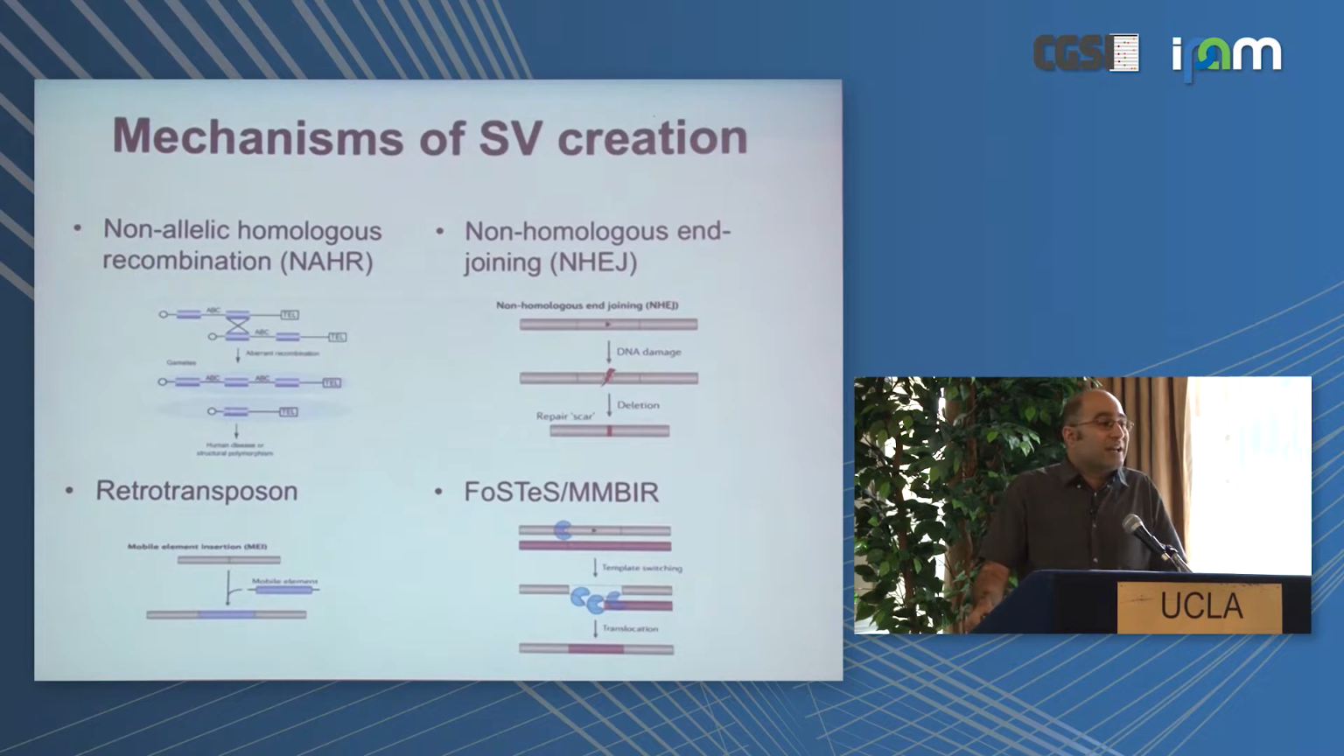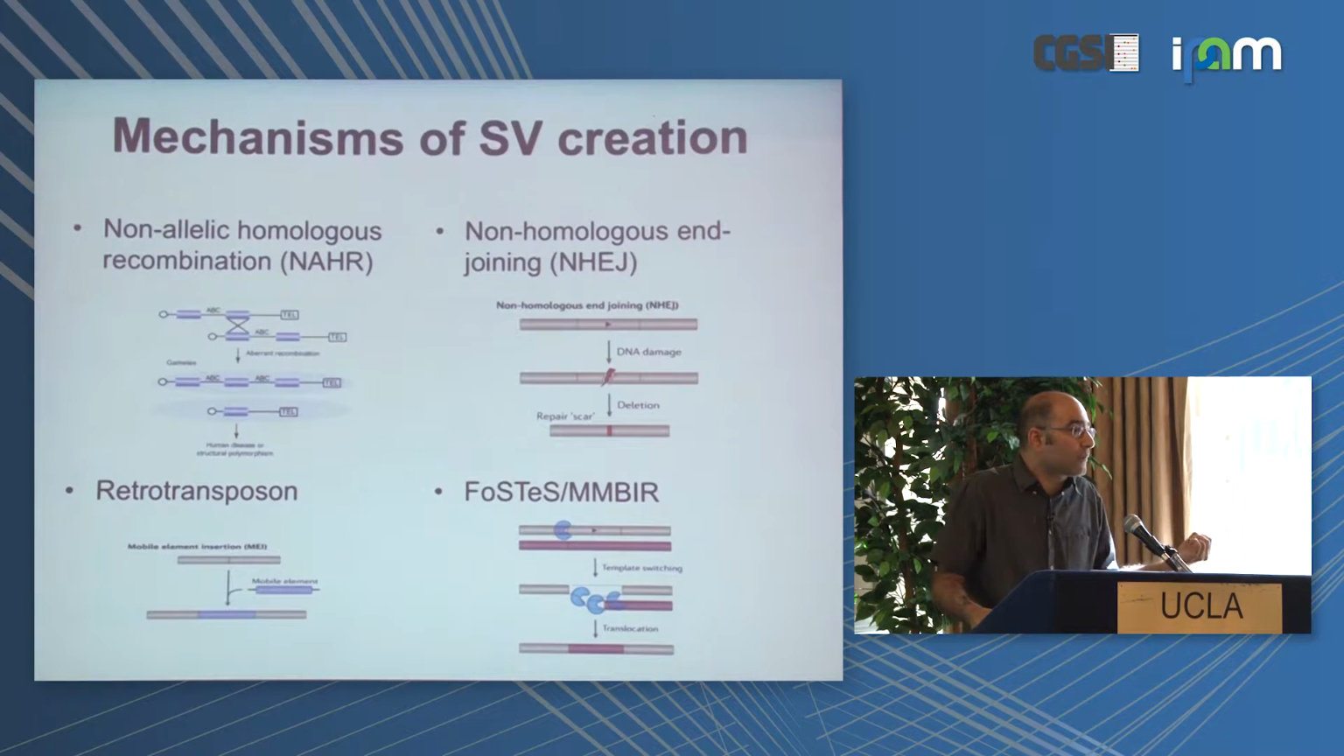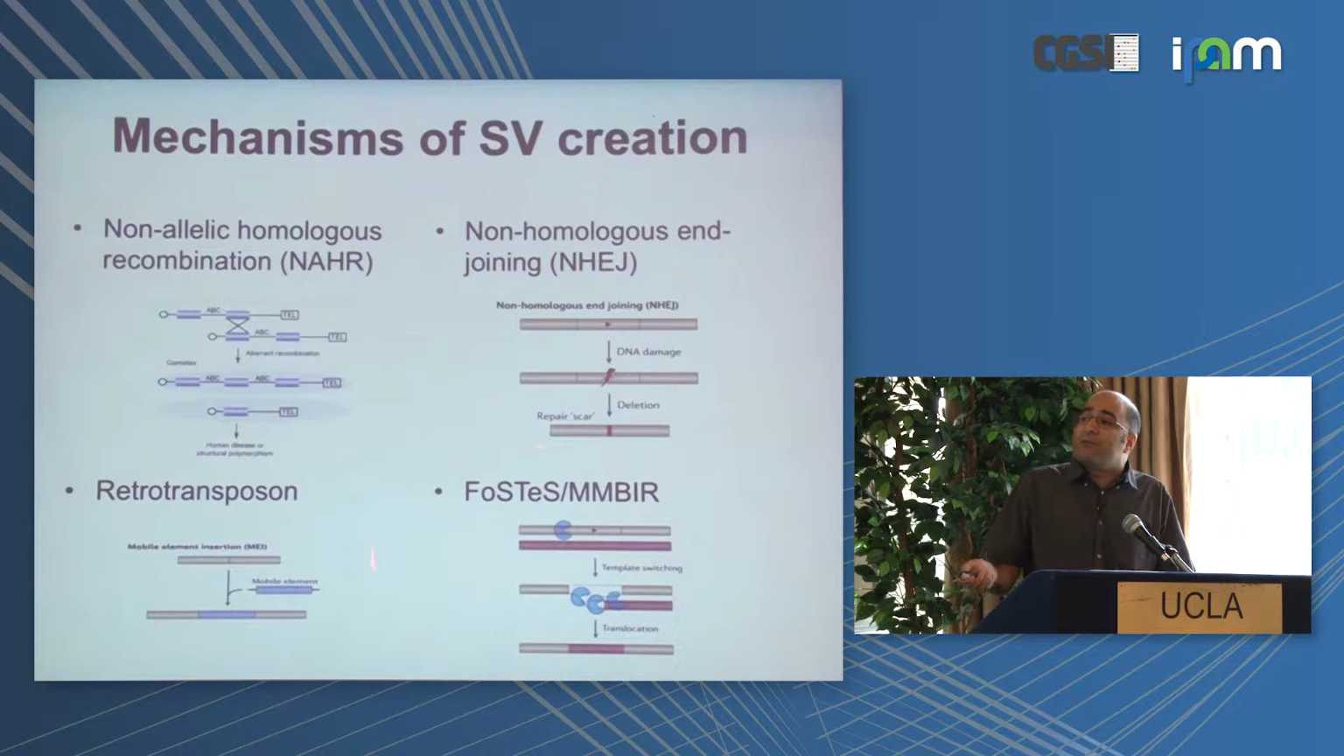Another mechanism for creating structural variation, specifically smaller structural variation, is non-homologous end joining. That's when, during errors in the genome, the non-homologous end joining mechanism does not work properly and does not fix the error. And there are more advanced mechanisms, for instance FoSTeS, which works by template switching, and they're believed to cause complex structural variations.